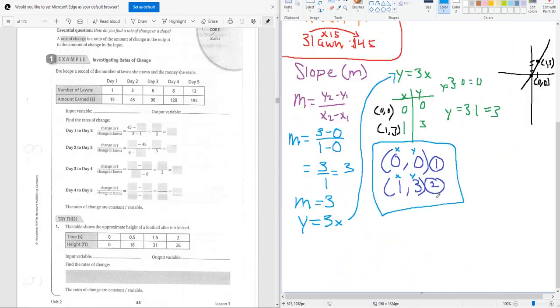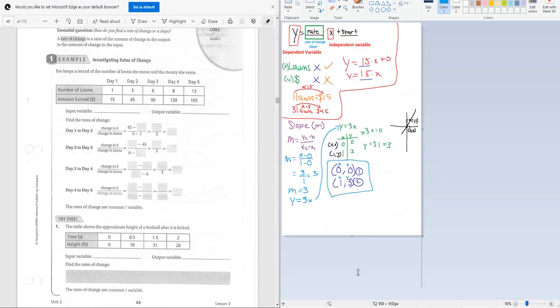Let's try another one. Do I have space? No, I don't. Okay, I'll make space. Keep going down.